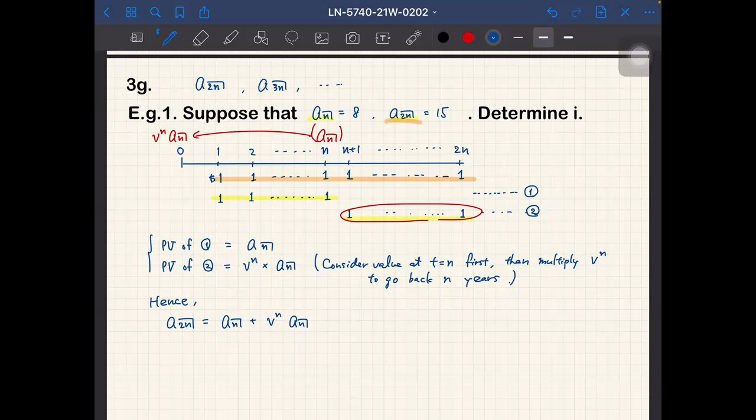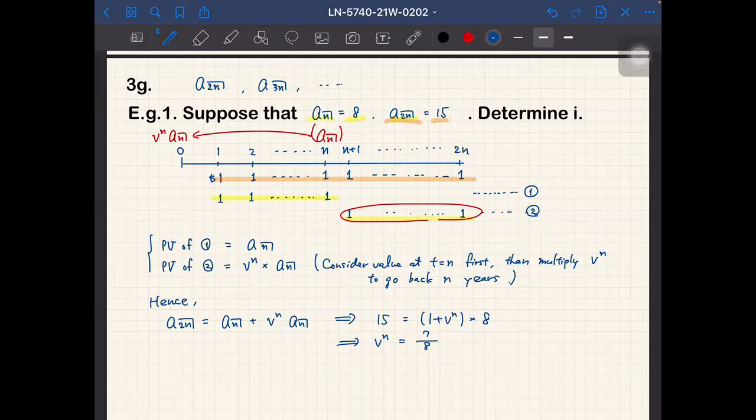Our assumption is a angle n is 8 and a angle 2n is 15. So that means 15 is 1 plus v to the nth power times 8. So 1 plus v^n is 15 over 8. v^n is 15 over 8 minus 1, so this is 7 over 8. Now we can determine i.